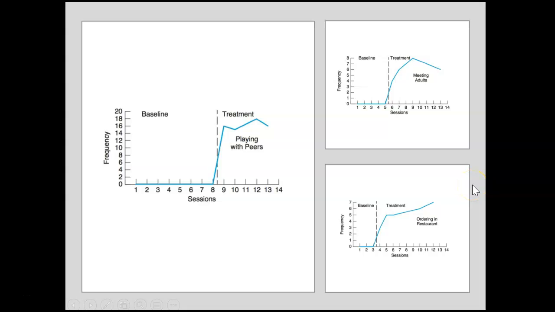Now let's say you're a researcher and you do several of these with several individuals, and the same kind of pattern appears for each of those individuals. That adds additional evidence that your treatment approach is effective.